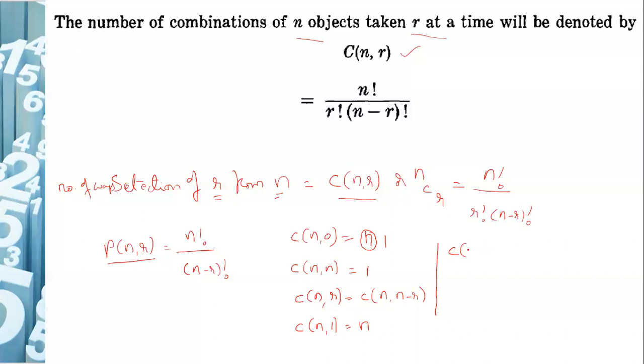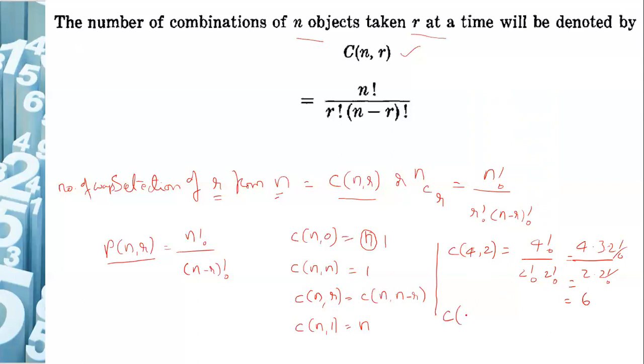Now suppose you want C of 4 comma 2. Selecting 2 from 4, we generally do 4 factorial by 2 factorial into 4 minus 2, which is 2 factorial. So 4 factorial is 24, or otherwise 4 into 3 into 2 factorial, over 2 into 2 factorial. These two 2 factorials get cancelled, and we get 6. So selecting 2 candidates from 4 can be done in 6 ways. Like this we can do it.